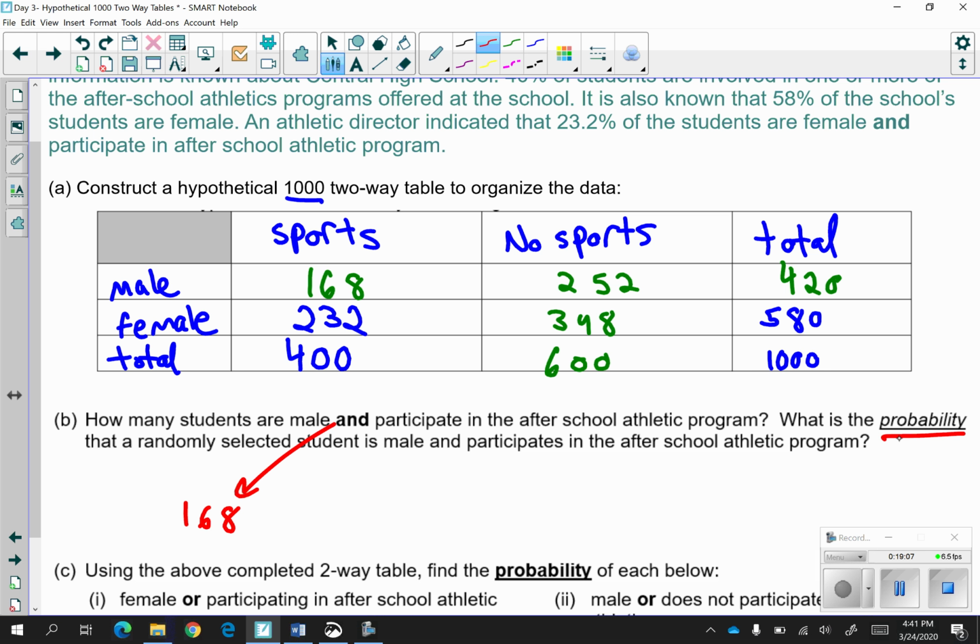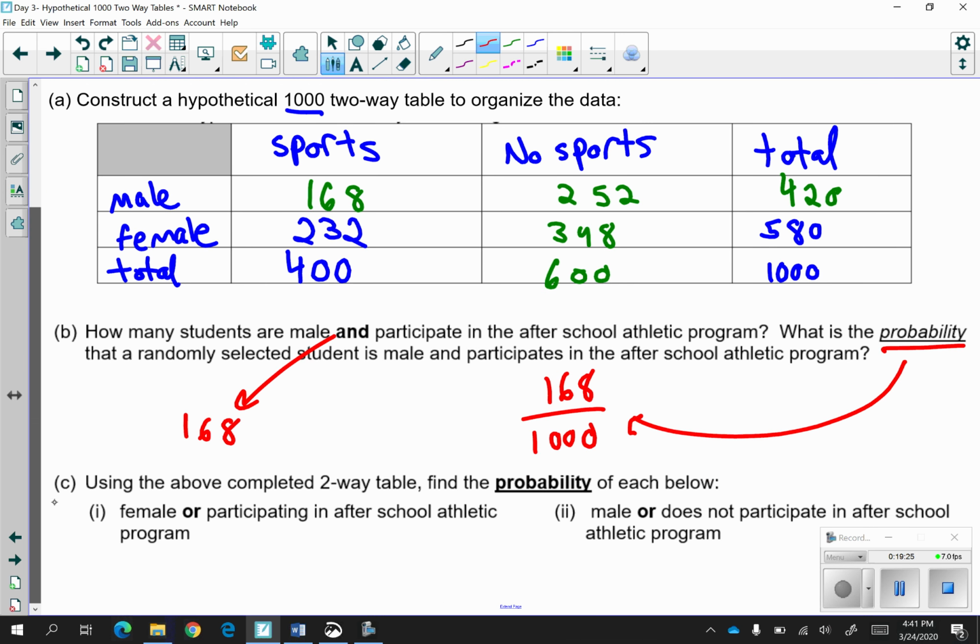And now they're asking what's the probability of that, because before they only just asked how many. So the probability would be 168 out of the total of 1,000. Find the two probabilities above and then resume the video to make sure you're correct.